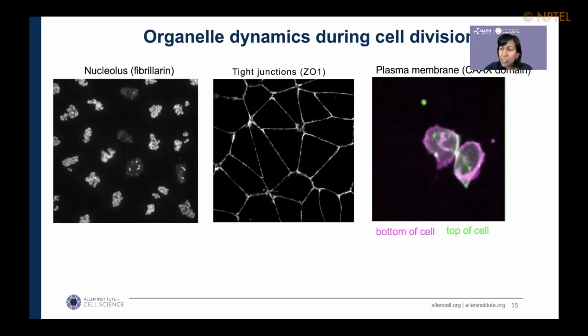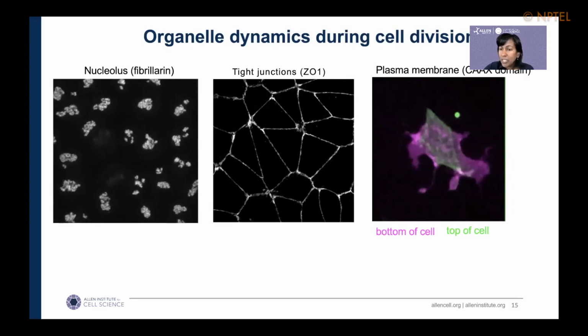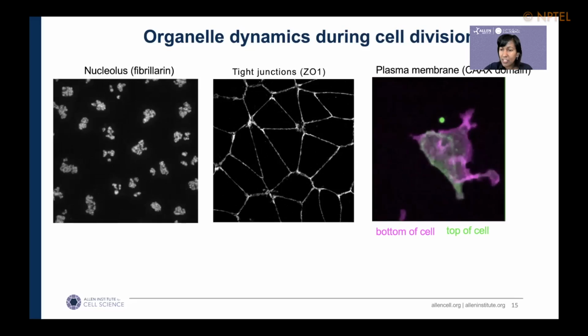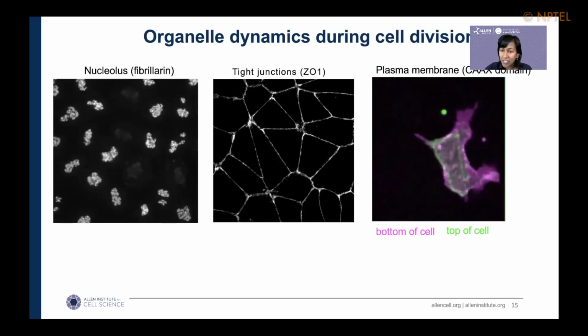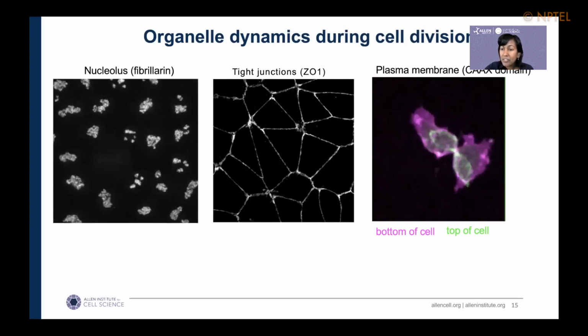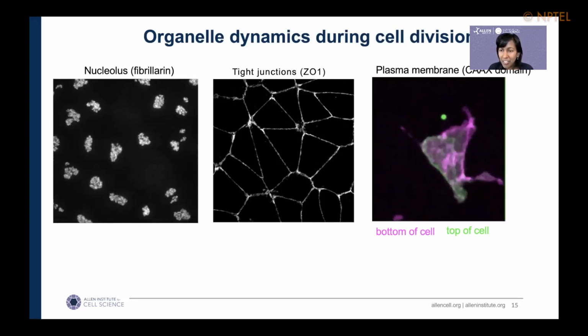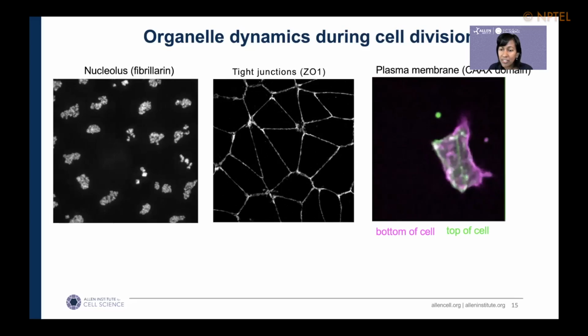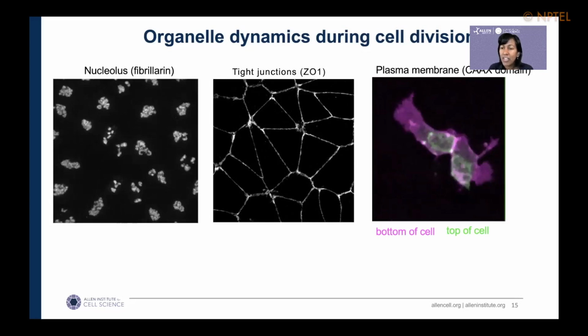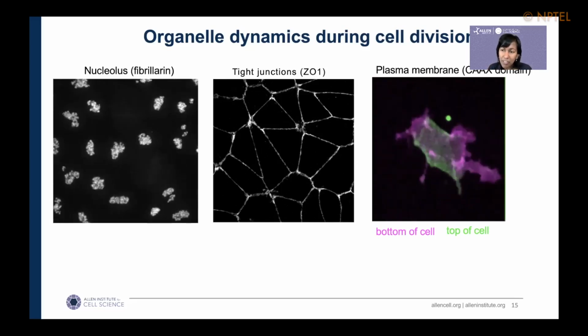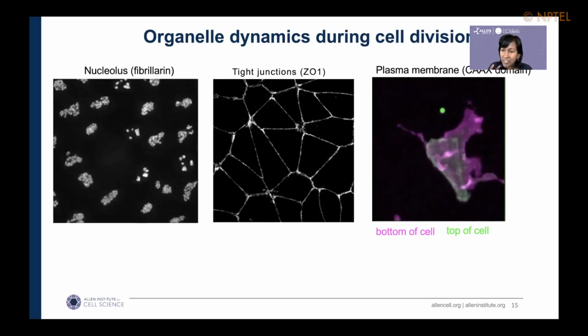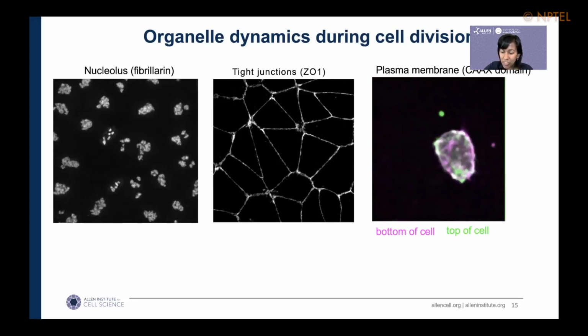We have just pseudo-colored. The pink is the bottom of the cell. You can see the cell is exploring the substrate that it's growing on, and the green is the top of the cell. Again, this was not an editing difference. This is just pseudo-coloring. And you can see as the cell is dividing, it rounds up, and the green kind of retains that morphology.